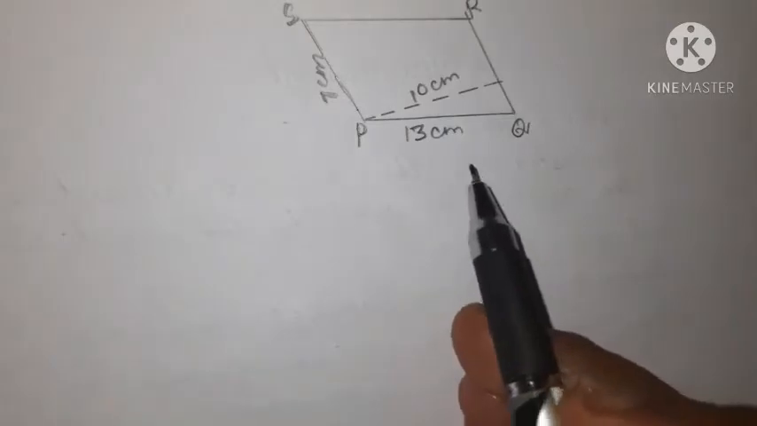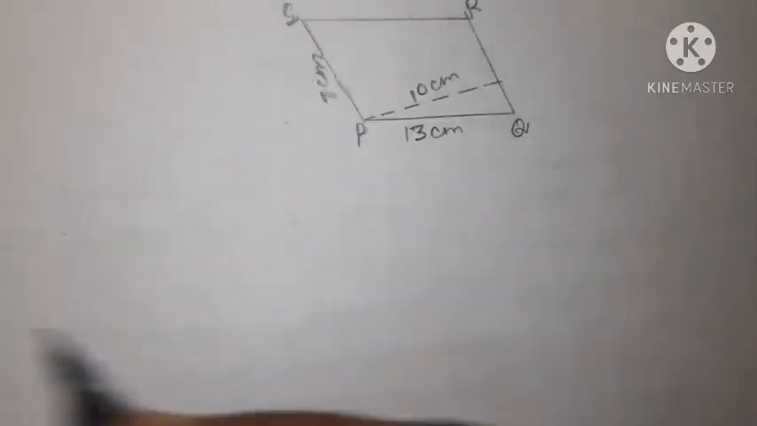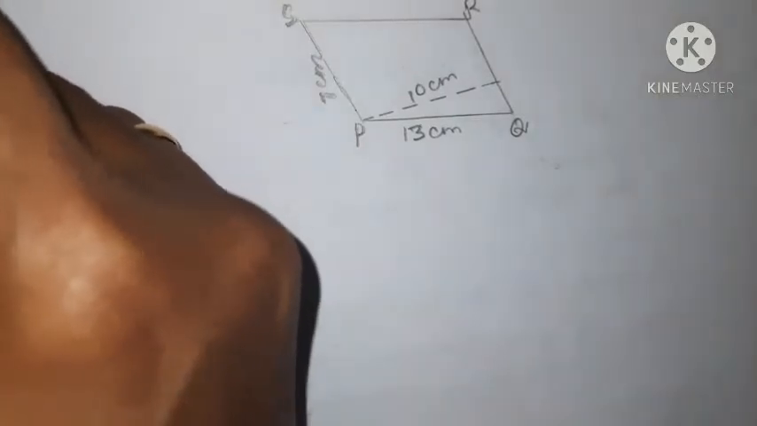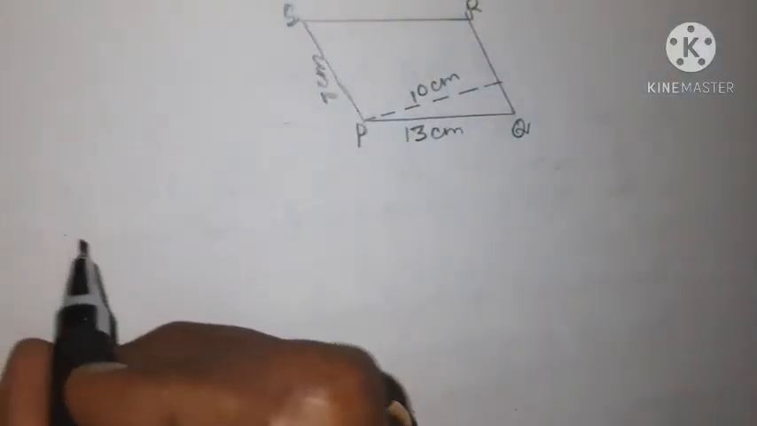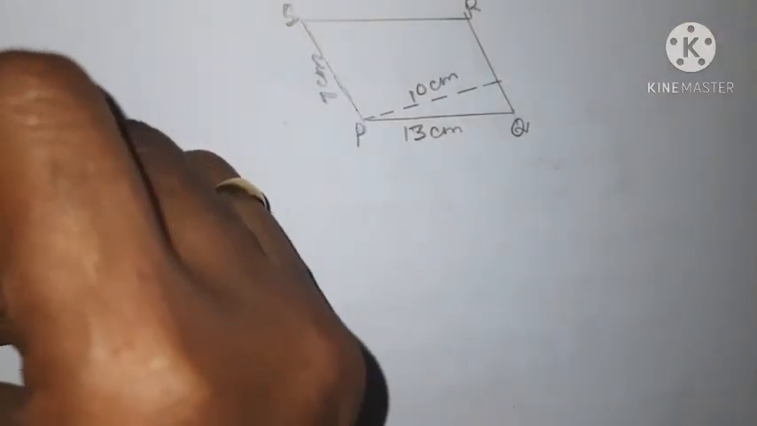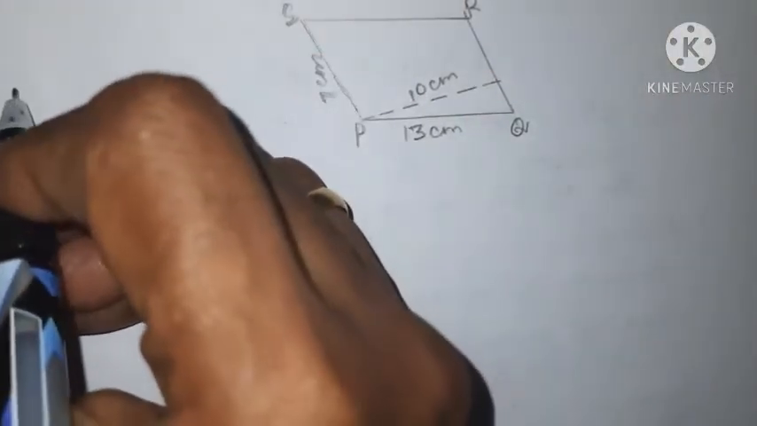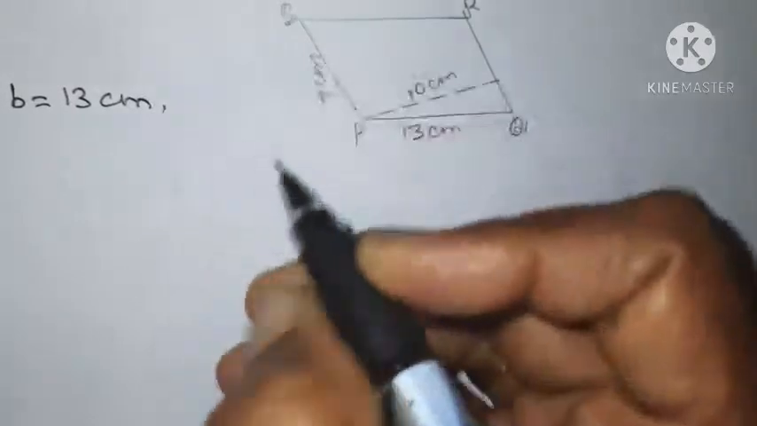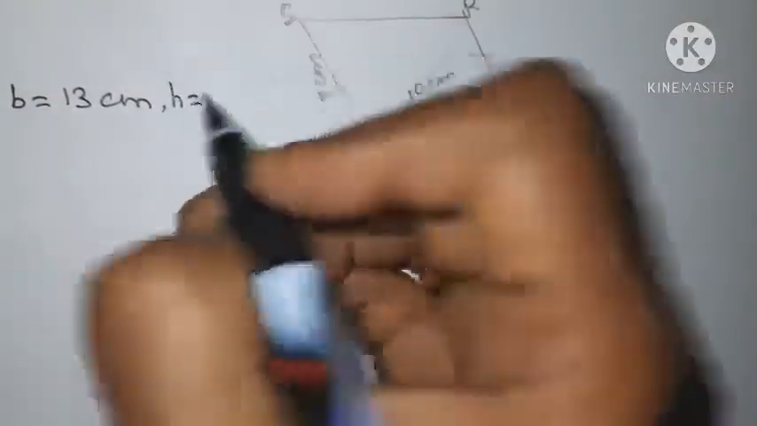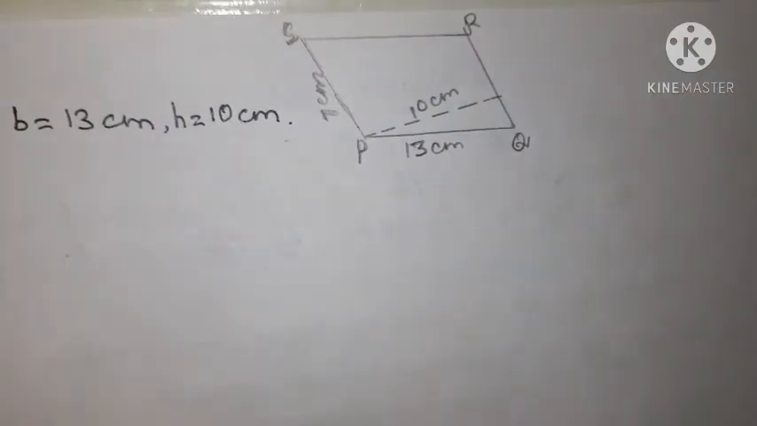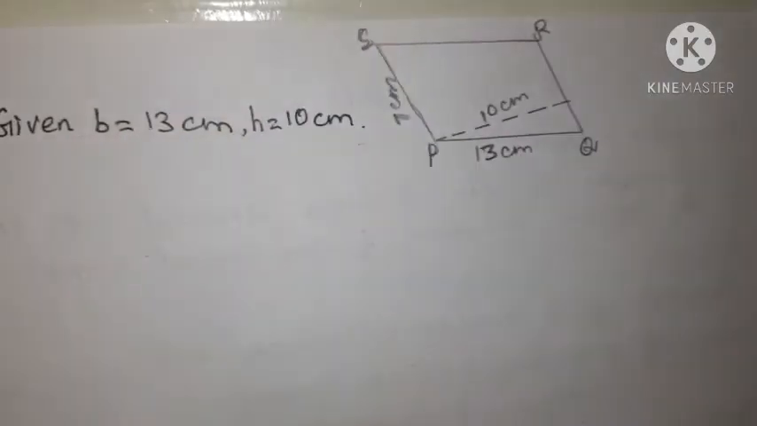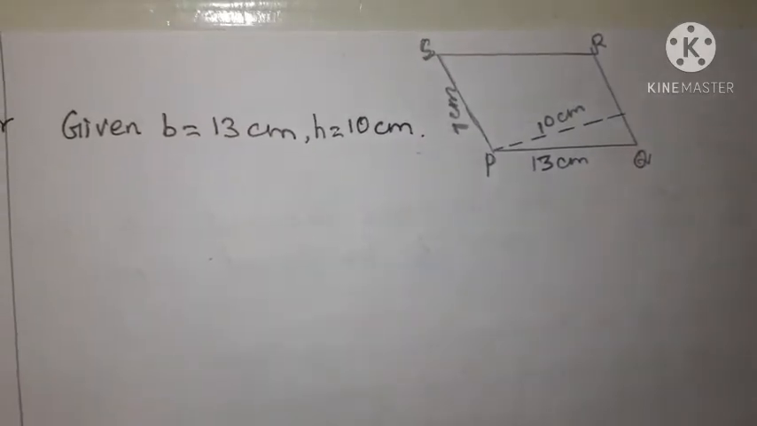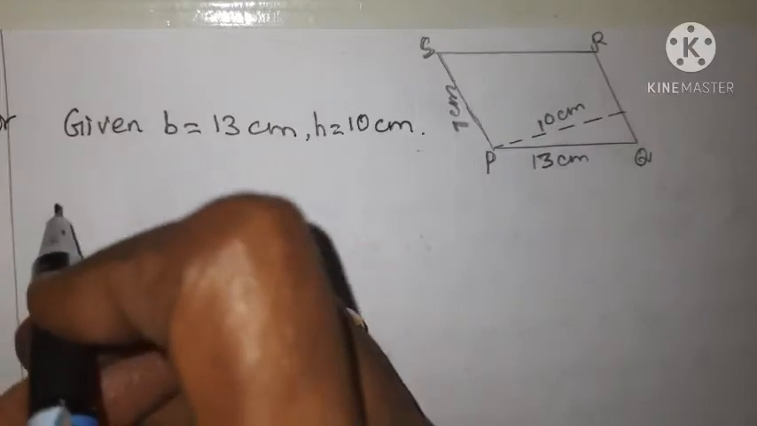Second sum, given parallelogram PQRS. Solution: first, given base equals 13 cm, height equals 10 cm. Next find the area and perimeter of the parallelogram.